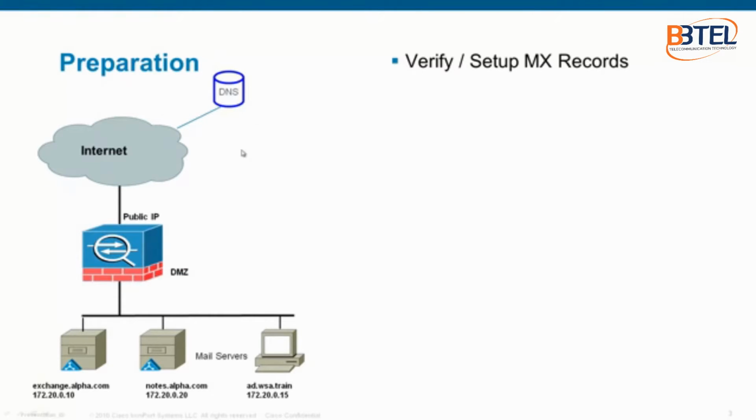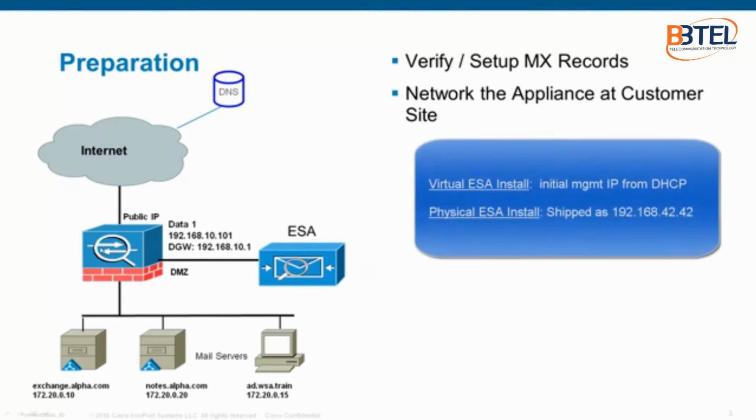What does that mean? That points to the customer's public IP address that is probably on a firewall. Okay, so what's our next step? We're going to network the appliance at the customer site. So this means you'd have to go out and actually physically be there. What I have is an icon that shows an appliance that I would set up.